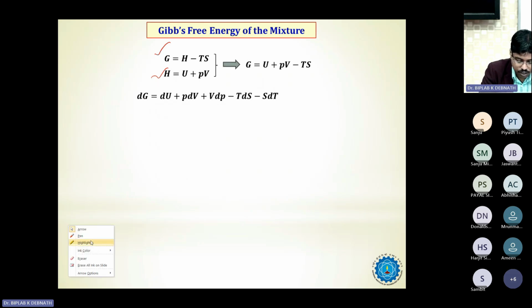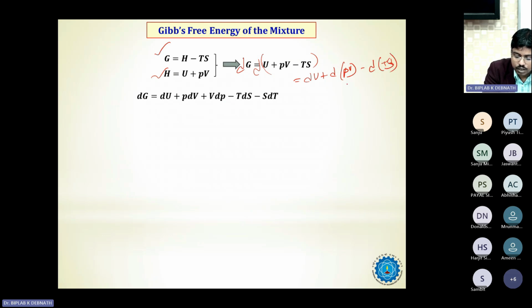So what is this? This is a simple differentiation of the Gibbs function. If you do d of G, then d of U plus PV minus TS, what you are doing is writing dU plus d(PV) minus d(TS). Then from there, if you do the differentiation, you get this equation.